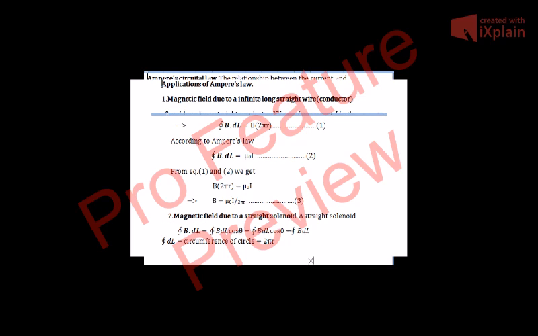So this was the first application of Ampere's circuital law. It enabled us to find the magnitude of the magnetic field at any point around a straight or infinitely long straight wire or conductor. So inshallah the other two applications we will discuss in the next class. Thank you.